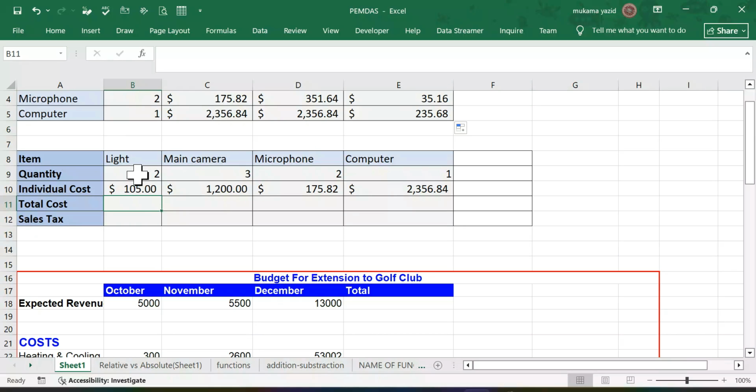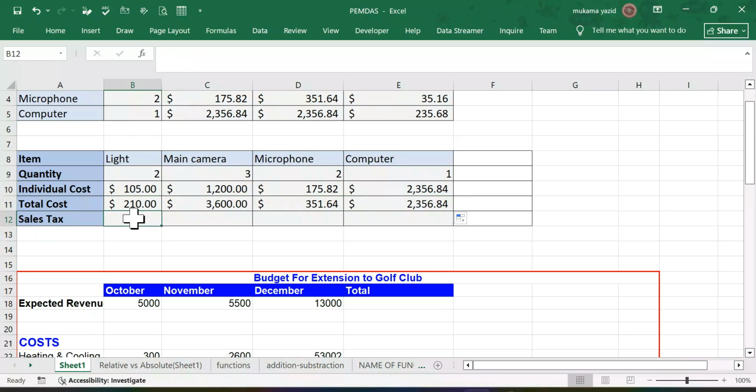So the same story, we're going to get the total cost. We're going to multiply this one times this individual cost for the light. There are two lights, so to get the total, this individual cost times 2, we're going to do it like that. So we just say this one times this, then we get the answer. From there we autofill horizontally to get the rest of the answer.